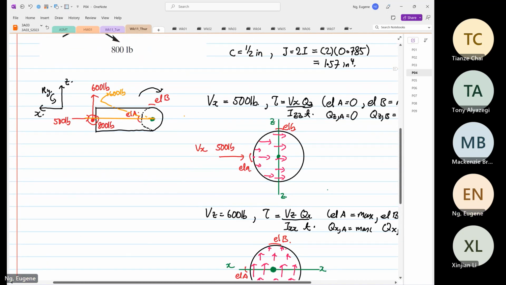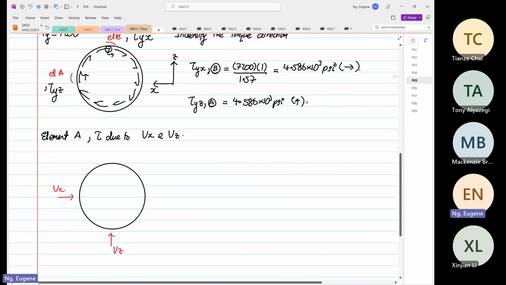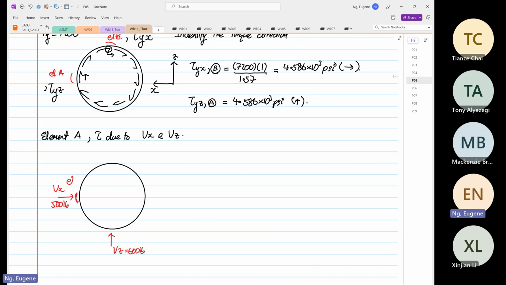Yep. So it's 600 and 500. So this is 600. And this is 500 pounds. And this is over here. This is our element A, right?